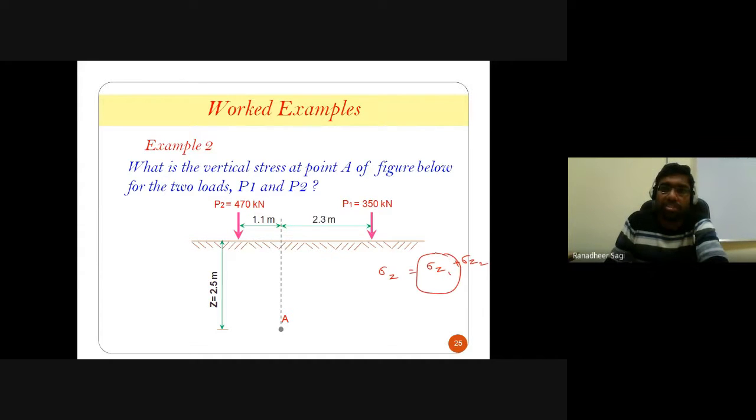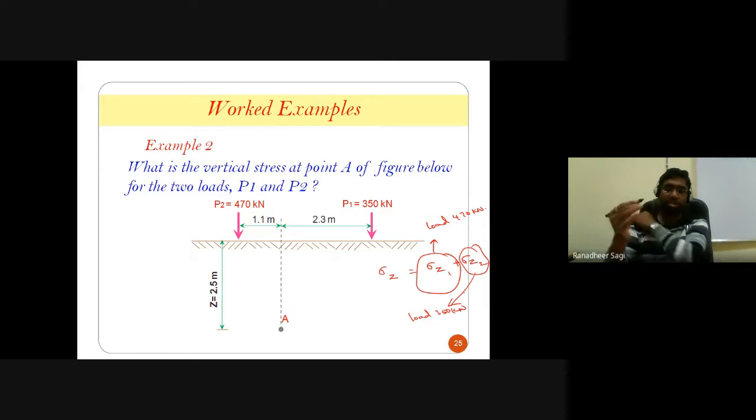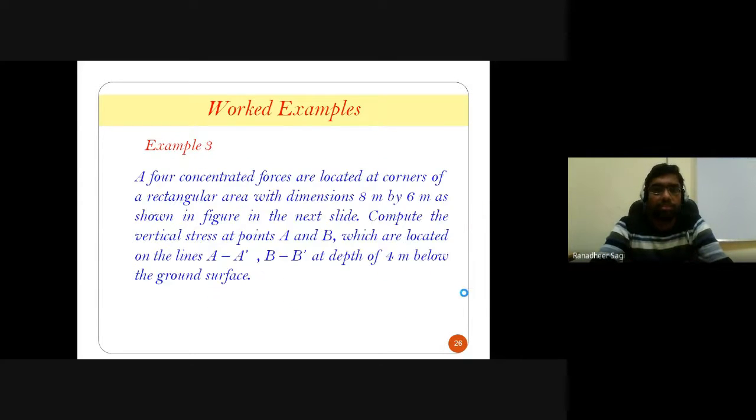where this sigma z1 is due to your load 470 kilonewton. Sigma z2, what I am going to be calculating, is going to be due to your load, which is 350 kilonewton. So, because of your individual point loads, I should first calculate how much vertical stress is developed at point A due to load 1 as well as due to load 2. And due to both the loads, if I want to understand how much is your vertical stress at point A, I should be adding the effect of those 2 loading conditions.